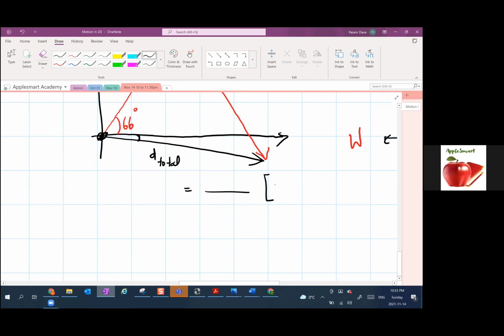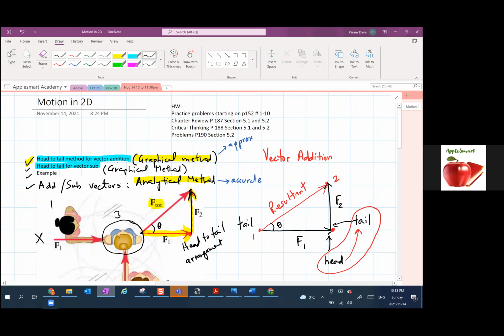I'm just going to go back to our plan here and tell you we finished the head to tail method for vector subtraction and vector addition. We also took the example for that. Now we need to take a look at the analytical method, which is more accurate. It's the same process. We still want to find the resultant vector and its direction, but we're going to do it in a slightly different way.